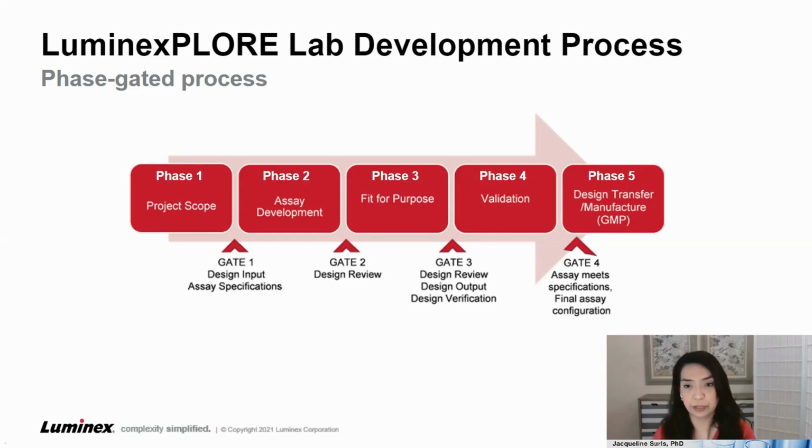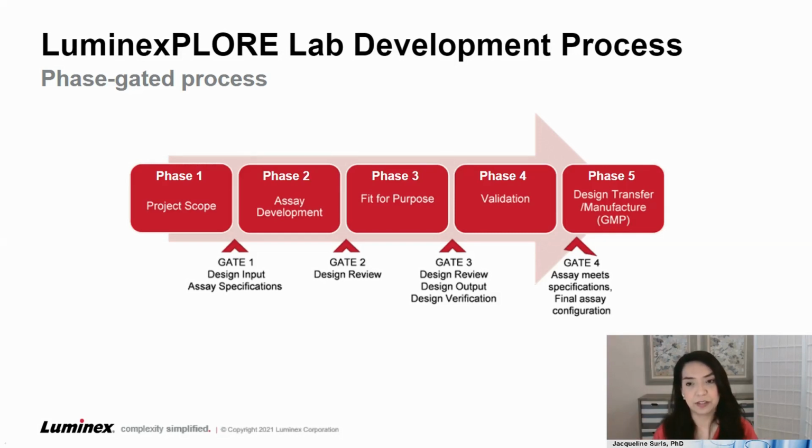We get to phase 3, we'll do a fit for purpose. Then we'll have a stage gate and do another design review. Make sure all the design outputs met the design input and do a design verification. Then we'll enter validation and enter another gate review, and then make sure that the assay meets your specifications. And this is where we lock in the final assay configuration, where no more changes are made. If the assay met specifications, everything is completely locked in.